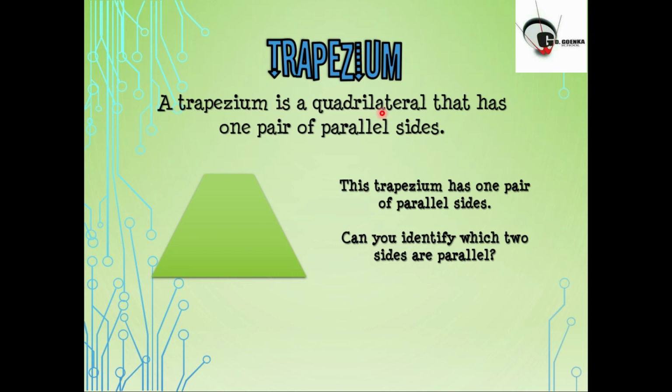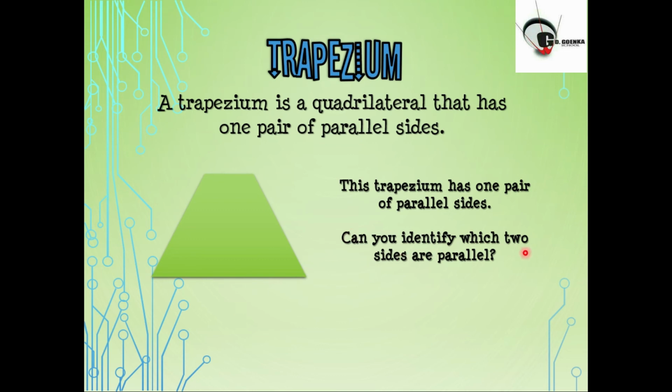A trapezium is a quadrilateral that has one pair of parallel sides. What is that one pair? This trapezium has only one pair of parallel sides. This side and this side are parallel to each other, not congruent. Congruent means of the same length. They are not of the same length, but they are parallel to each other, that means equidistant from each other.